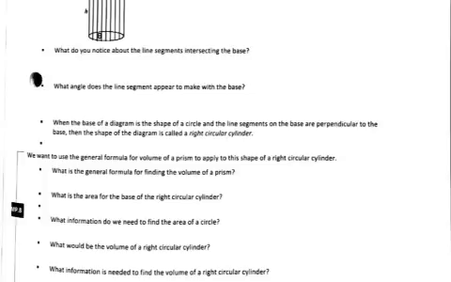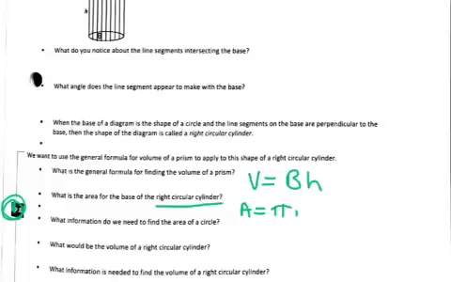Okay, so let's take a look at the bottom of page 44, kind of where it says MP8. You can kind of see that over here. Let's just answer a couple quick questions about finding the prisms. So what is the general formula for finding the volume of a prism? Well, like we said before, the general formula is our base area times our height. So it says, what is the area for the base of a circular cylinder? Well, area of the base is going to be pi r squared.